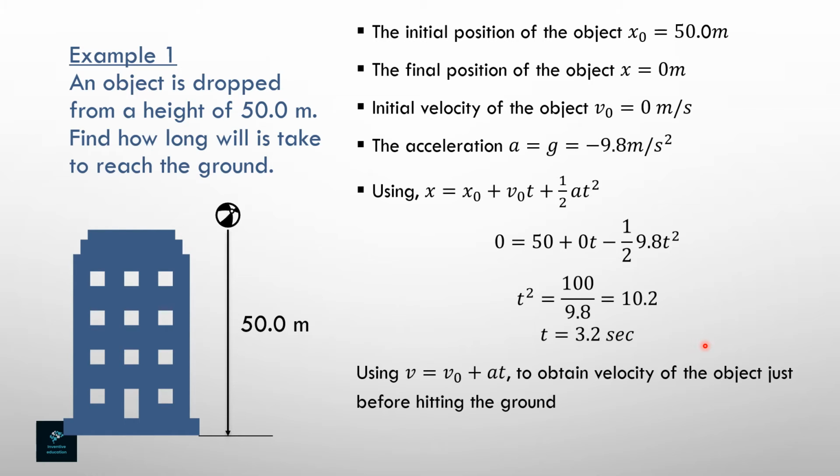We can also calculate the velocity of the object just before hitting the ground, and we will use this equation v is equal to v0 plus at to obtain the final velocity. We know the value of v0 and we have just calculated the value of t. This gives v is equal to 0 minus 9.8 times 3.2 equal to minus 31.4 meter per second. Therefore, the velocity of the object just before hitting the ground is equal to minus 31.4 meter per second.